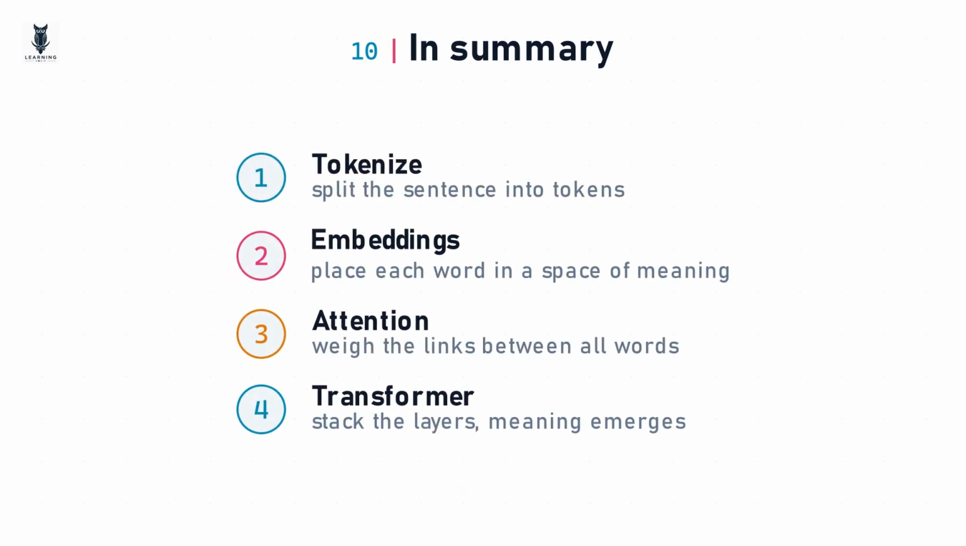Let's retrace the path. 1. Split the sentence into tokens. 2. Turn each token into a point in a space of meaning, the embeddings. 3. With attention, each word weighs its links to the others to fit the context. 4. Stack all of this in the transformer, and understanding emerges, layer after layer. And our famous "it"? It found its mouse.